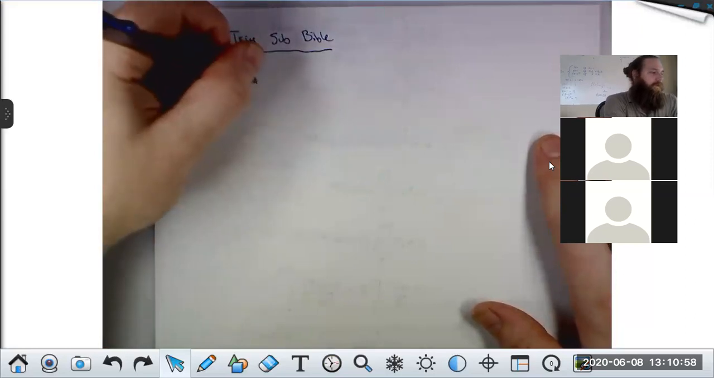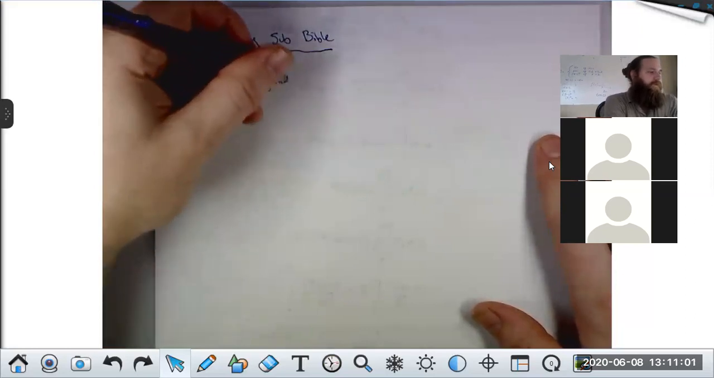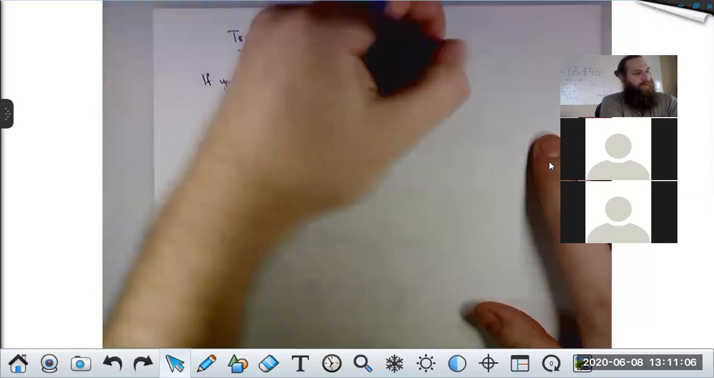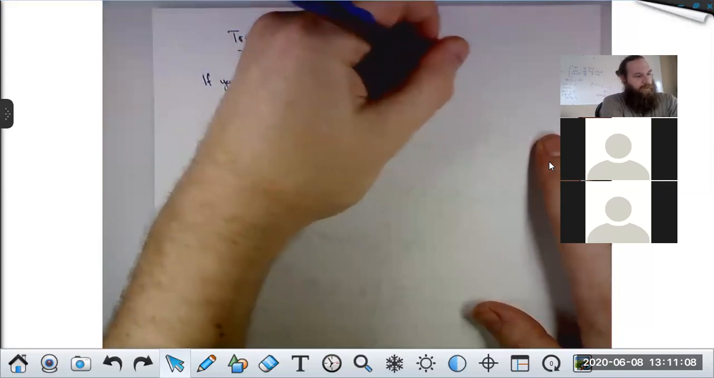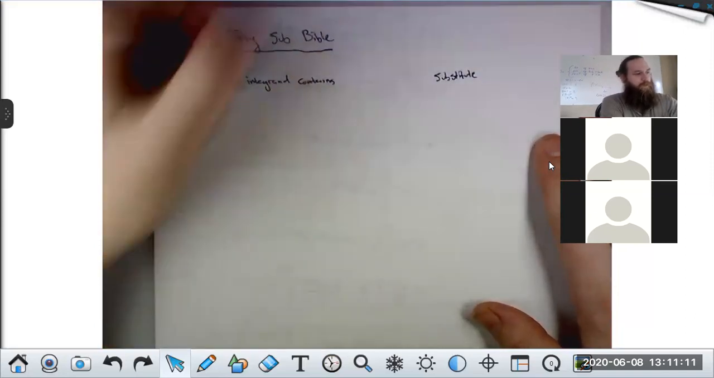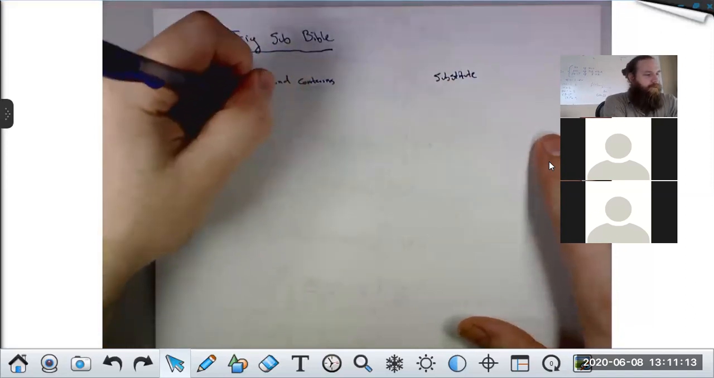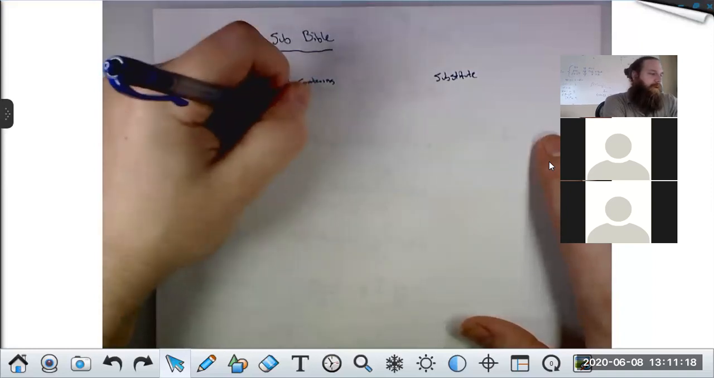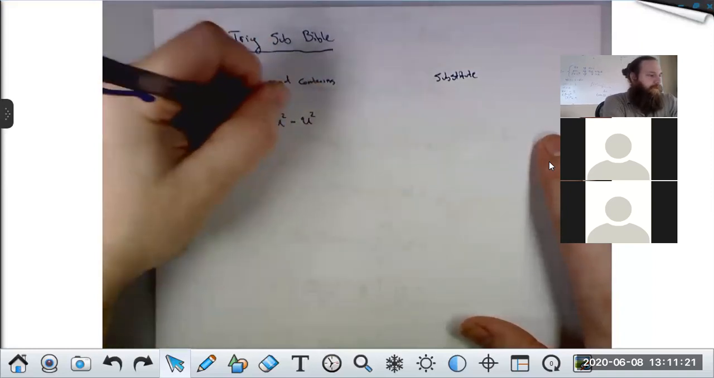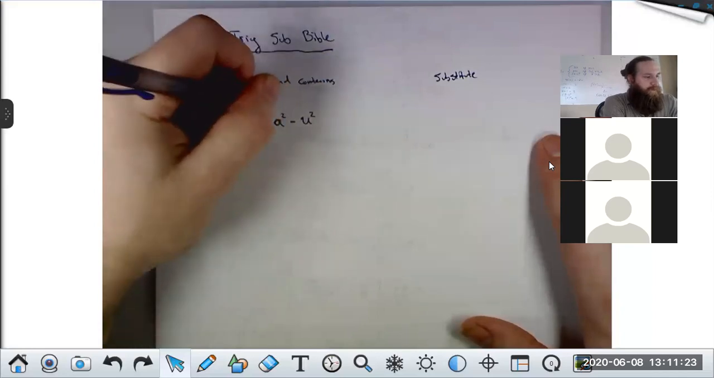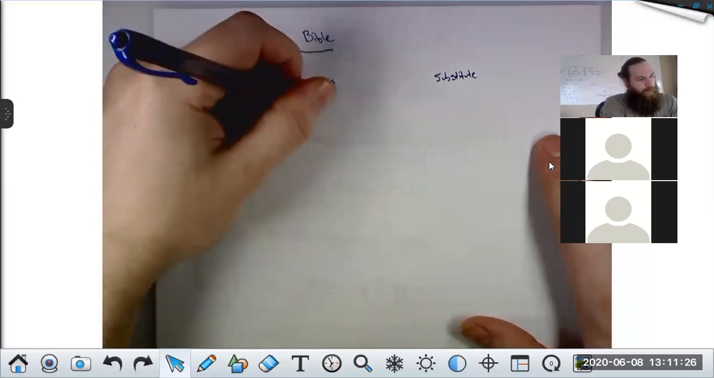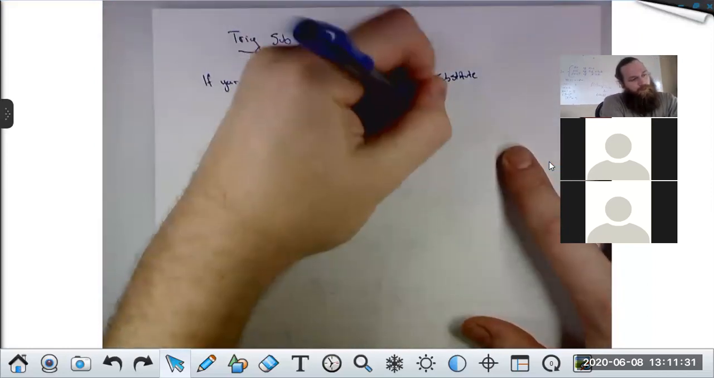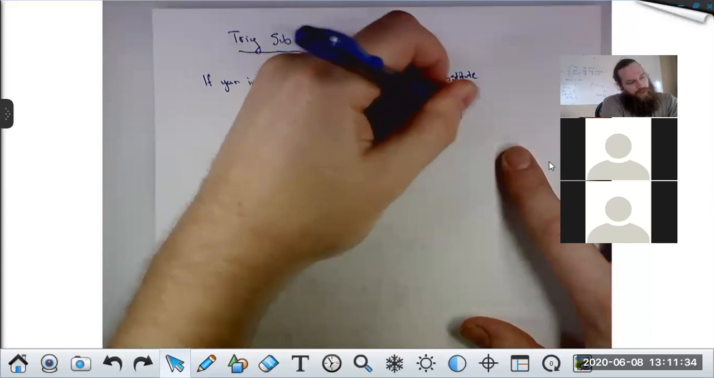If your integral contains, substitute this. So if your integral contains a square root of some constant squared minus some variable stuff squared, this is an a squared. So if you've got like a square root of a squared minus u squared, you're going to substitute u equals a sine theta.